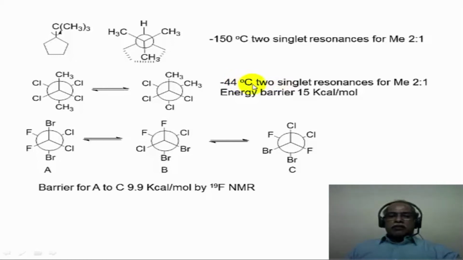So at a low temperature of minus 44 degrees Celsius, two singlet resonances are seen in this particular spectrum, corresponding to a 2:1 ratio. In other words, this conformer population is twice as much as the conformer population which corresponds to this one. The activation barrier for the carbon-carbon bond rotation in this molecule is calculated to be about 15 kilocalories per mole. One can use various nuclei for variable temperature NMR spectroscopy.